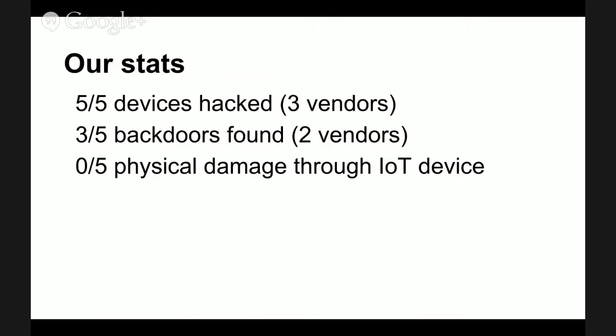So our stats: we analyzed 5 devices and hacked all of them, and found 3 backdoors. Found 3 backdoors in 5 devices, and also have no ideas how to deal physical damage to devices, for example, explode this or do something like that, because all analyzed end customer devices have physical level protection, such as relays and other built-in physical protection mechanisms.